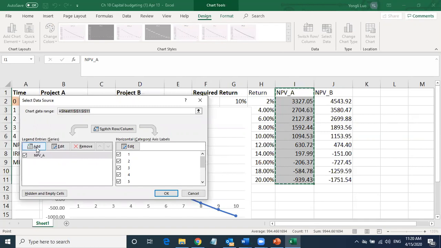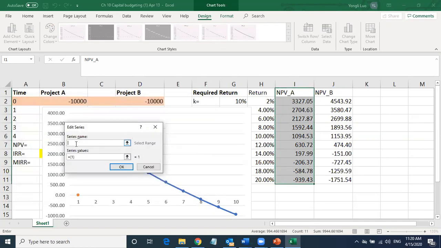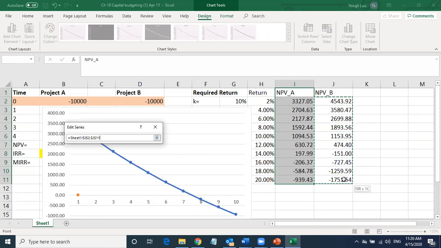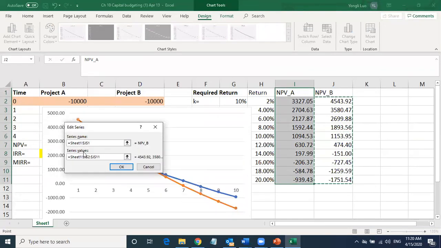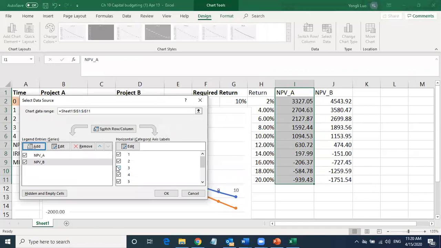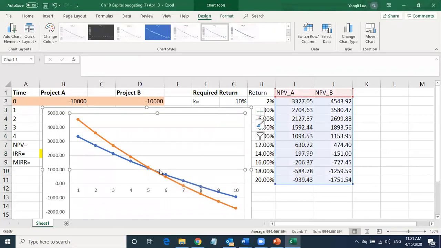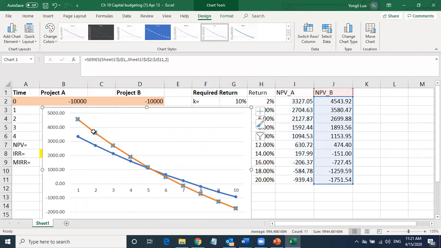So you add a series, series name, net present value project B. So you select net present value project B. And then this is the data for project B. You select series values, and now you click on OK. So this is your project A, this is project B.